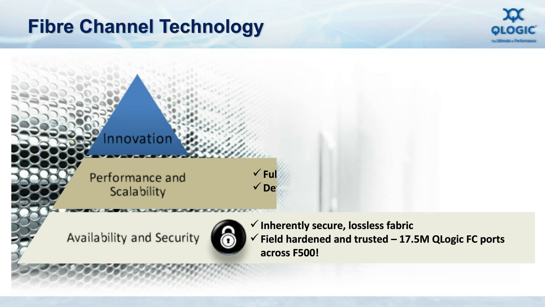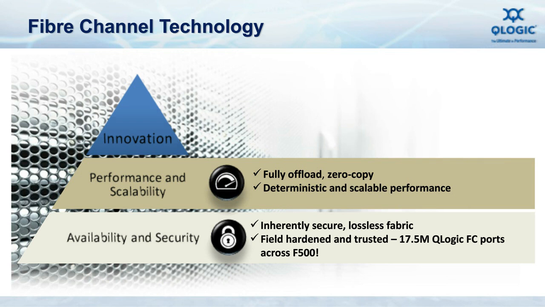Let's talk about performance and scalability. Like I talked about Fibre Channel being a lossless fabric and inherently secure, but Fibre Channel as a technology is fully offloaded. All the packet processing is done at the QLogic adapter, and we do not onload the host for any of the packet processing related tasks. The technology is zero copy, very similar to how you hear about RDMA and such. Fibre Channel has been zero copy from day one, from the time it was conceived and deployed.